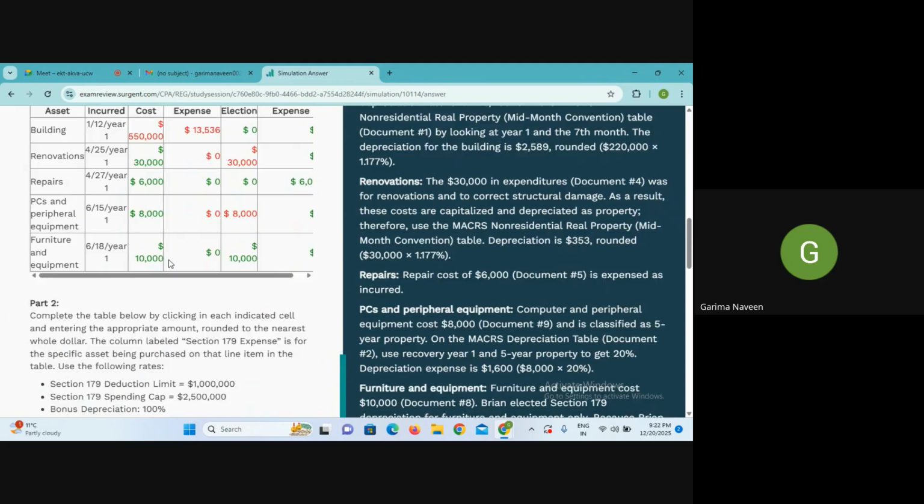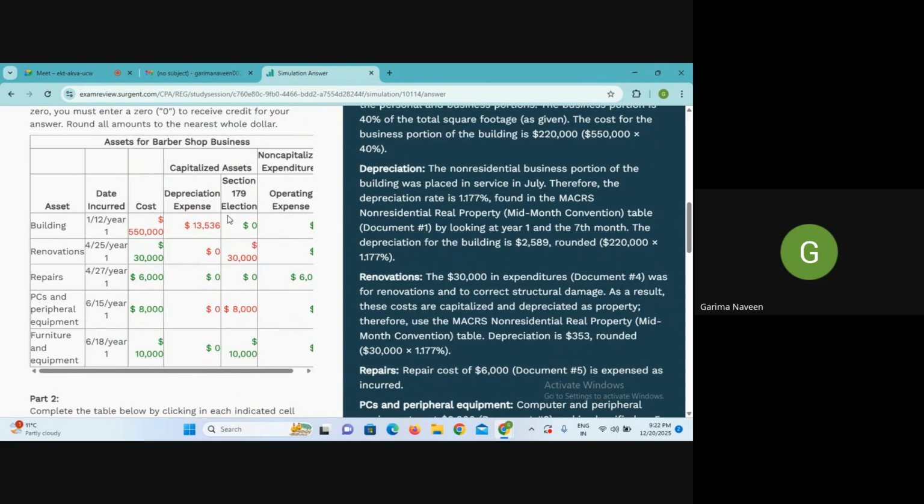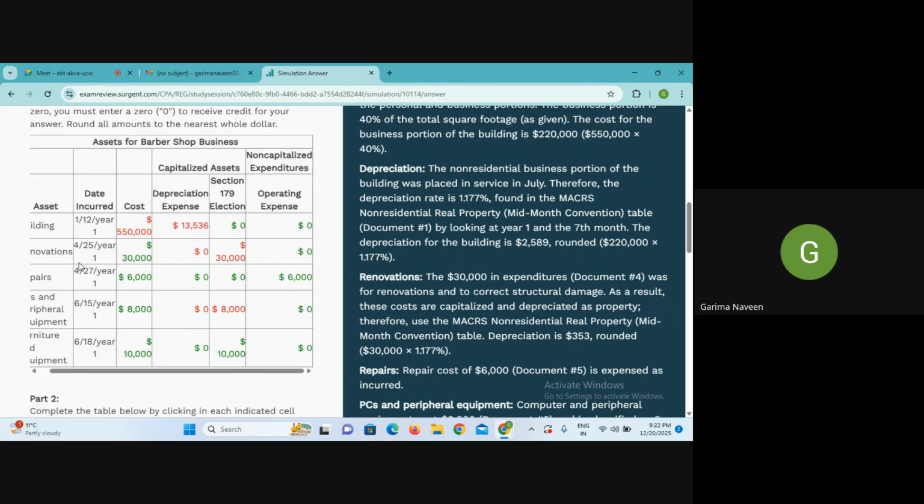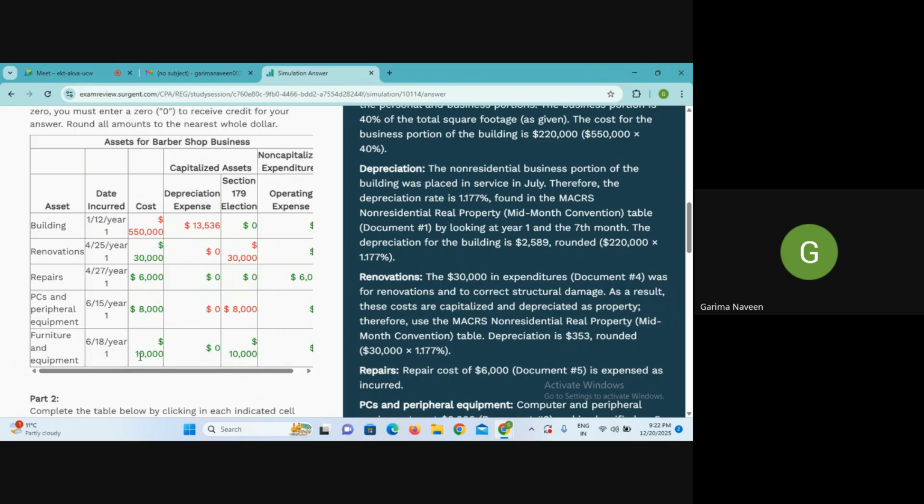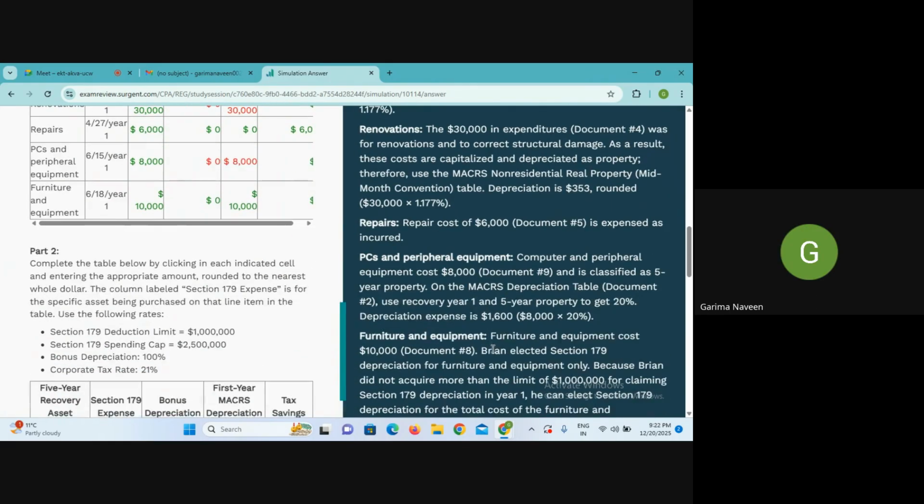Yeah, it is depreciated because you are capitalizing these expenses, because it is enhancing your property, expanding the property. But if it is routine maintenance or some changes that do not expand the property, then you claim it as an expense, like how you claimed the repair. But if they are increasing the life of the property, you capitalize those expenses and then depreciate or amortize them. Clear? Okay, ma'am. Okay, so next for PC and peripheral equipment, they are taking the MACRS depreciation.